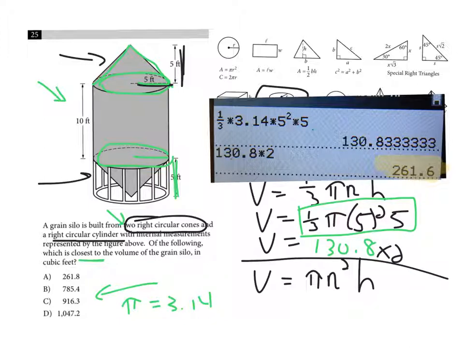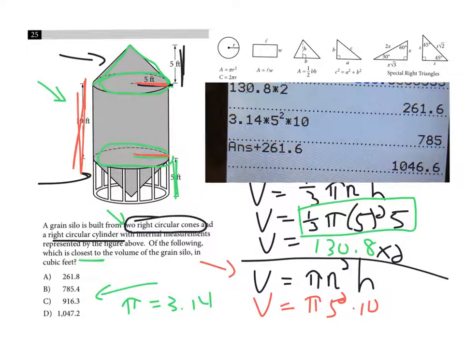Now what we need to do is we need to get the volume of that middle right circular cylinder, and here the formula is pi r squared h. Well, this particular cylinder has a radius of 5, so it's going to be pi times 5 squared, and here the height of that circular cylinder they tell you is 10. So here we're going to go pi times 5 squared times 10. So here the volume of that right circular cylinder is 785.